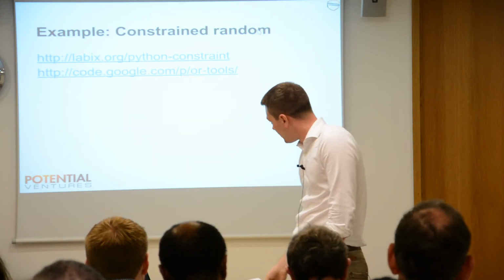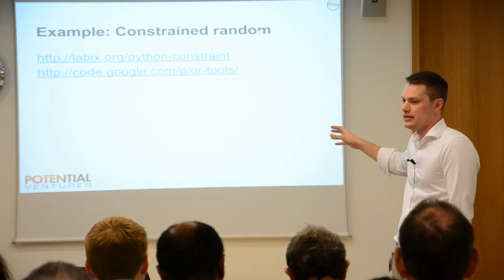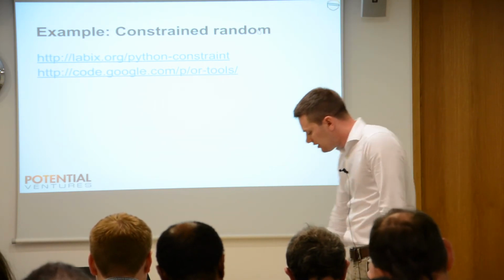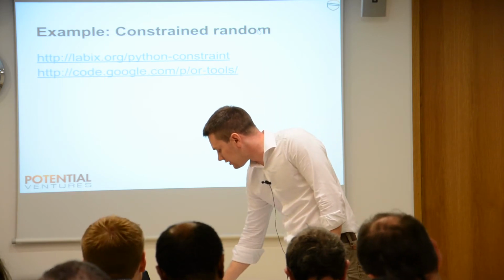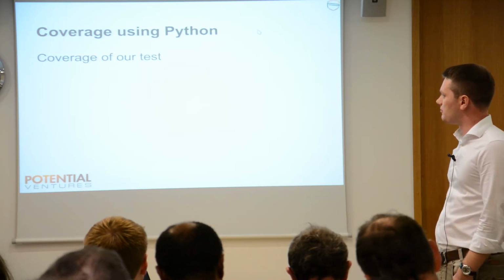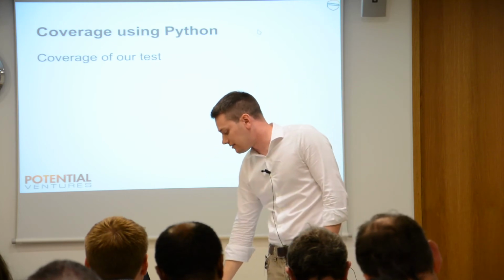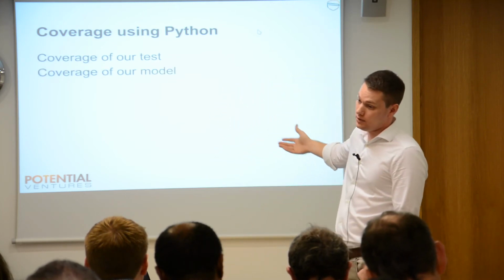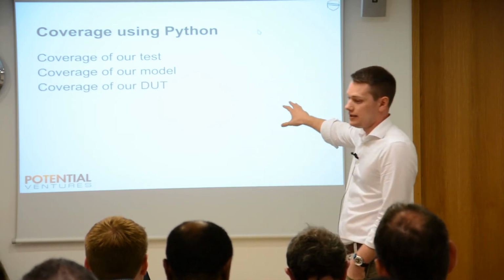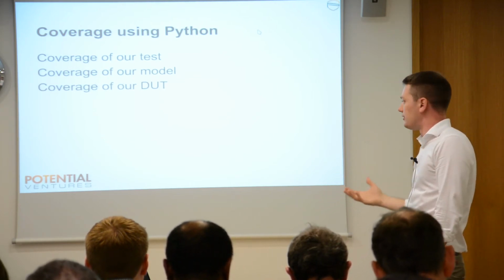I'm going to make the point that we're probably not going to actually integrate a constraint solver into Cocotb. I think it's better to just allow people the option of using whichever library they want. But that's not true for functional coverage, which is something we're looking at the moment. The nice thing about doing functional coverage in Python is that, using the same mechanism, we can track the coverage of our test and our test framework. We can take coverage off a model, which is usually a software model, and we can take coverage of our design under test. And we can do all this from within Python.